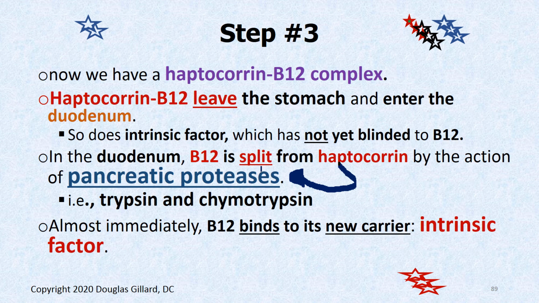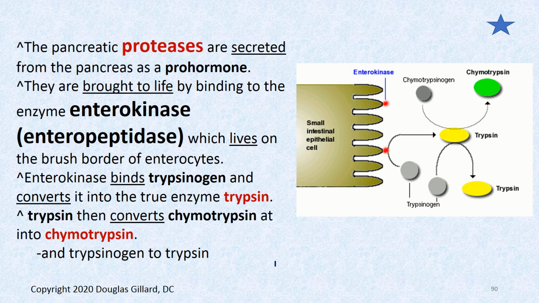But not to fear, because now we have intrinsic factor near. Don't fear, intrinsic factor is near. I made a rhyme, didn't I? And they bind immediately. And so it usually occurs in the duodenum. From the duodenum on down, intrinsic factor holds vitamin B12, and together they head toward the distal ileum.